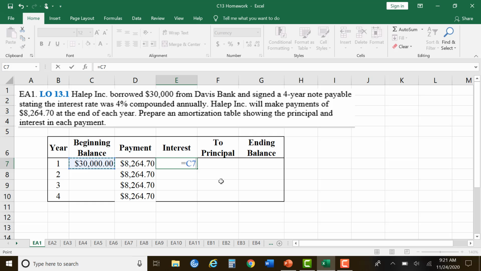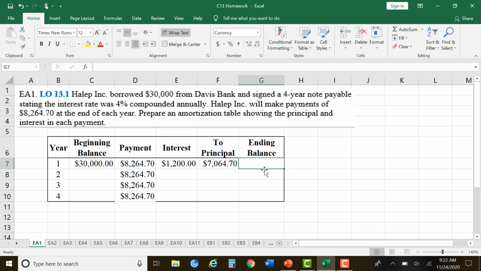So we can take 30,000 and multiply that by 4%. And we get 1,200 for the first year. So of this payment, 1,200 is going to go to interest, and the rest is going to go to principal. So if I take the payment minus the interest, I'll get what's going to go to principal. And then the ending balance is going to be what the beginning balance was minus whatever went to principal. Then we bring this ending balance down to the beginning of year 2.